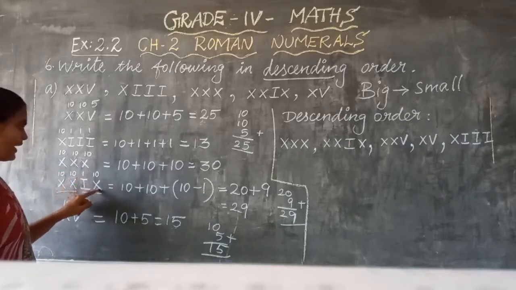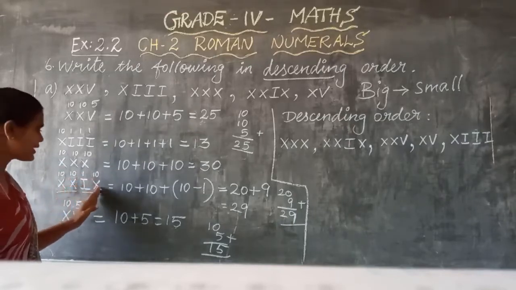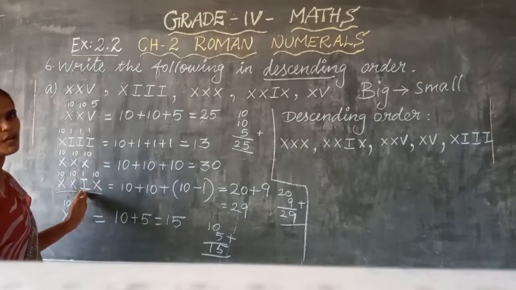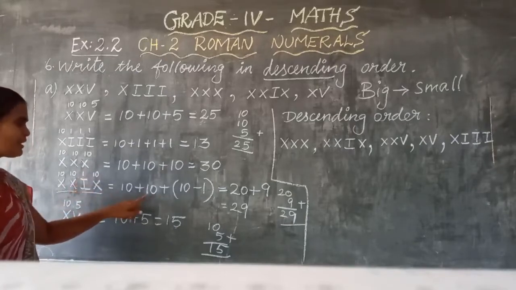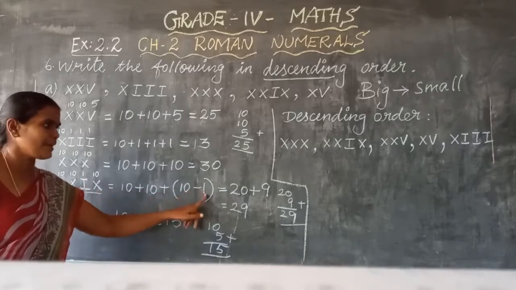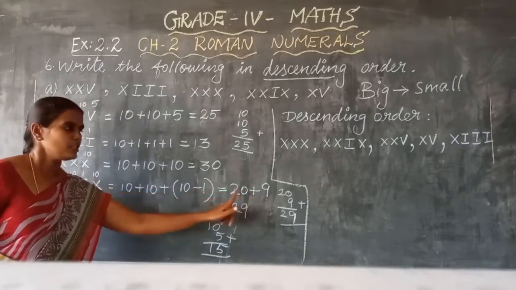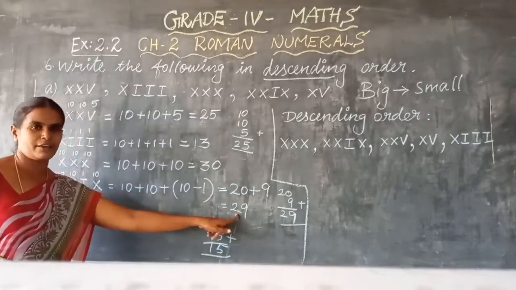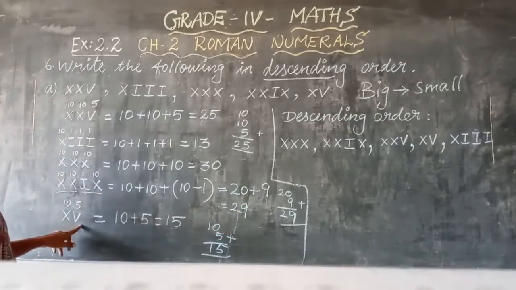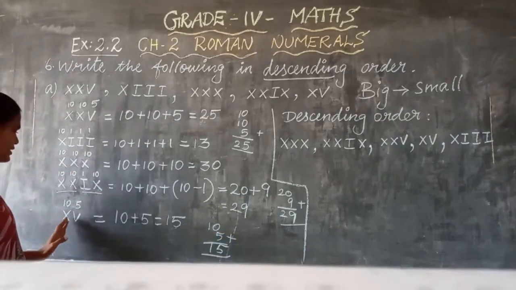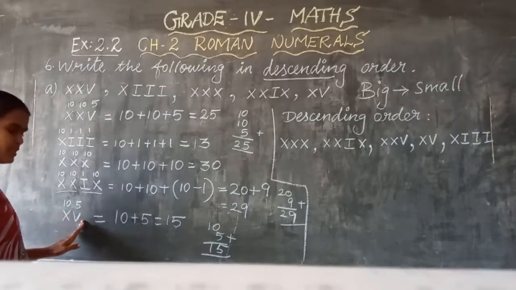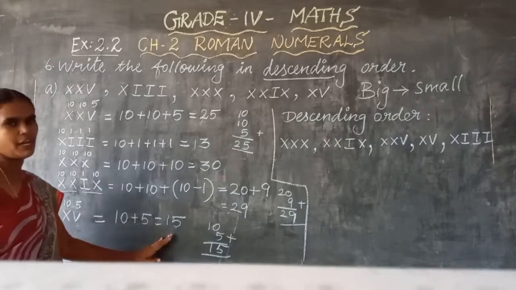IX. I value 1, X value 10. So greatest number, left side we have the small number means subtraction. So 10 minus 1. So 10 plus 10, 20. 10 minus 1 we get answer 9. 20 plus 9, 29. Here XV. X value 10, V value 5. So here greatest number is 10. Right side we have the small number. So addition. 10 plus 5, 15.